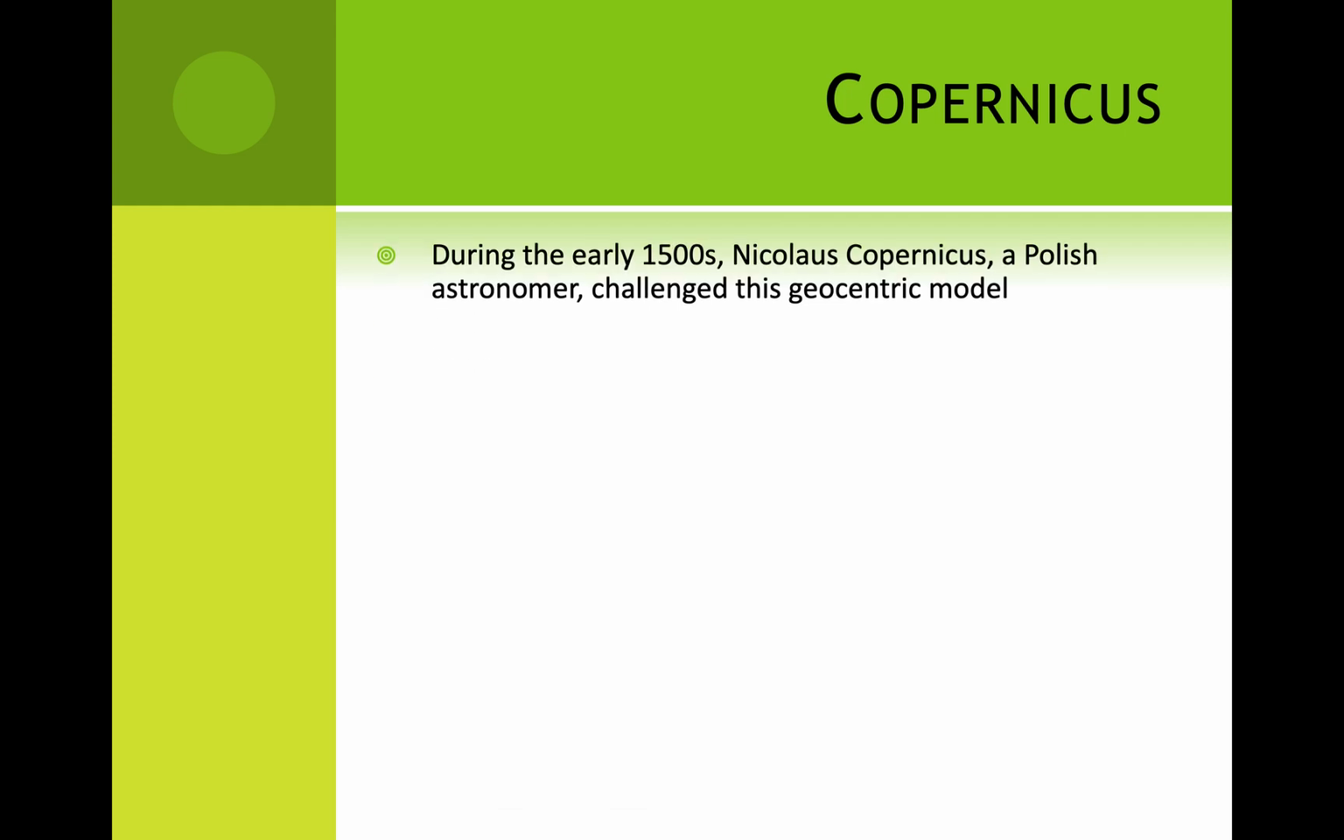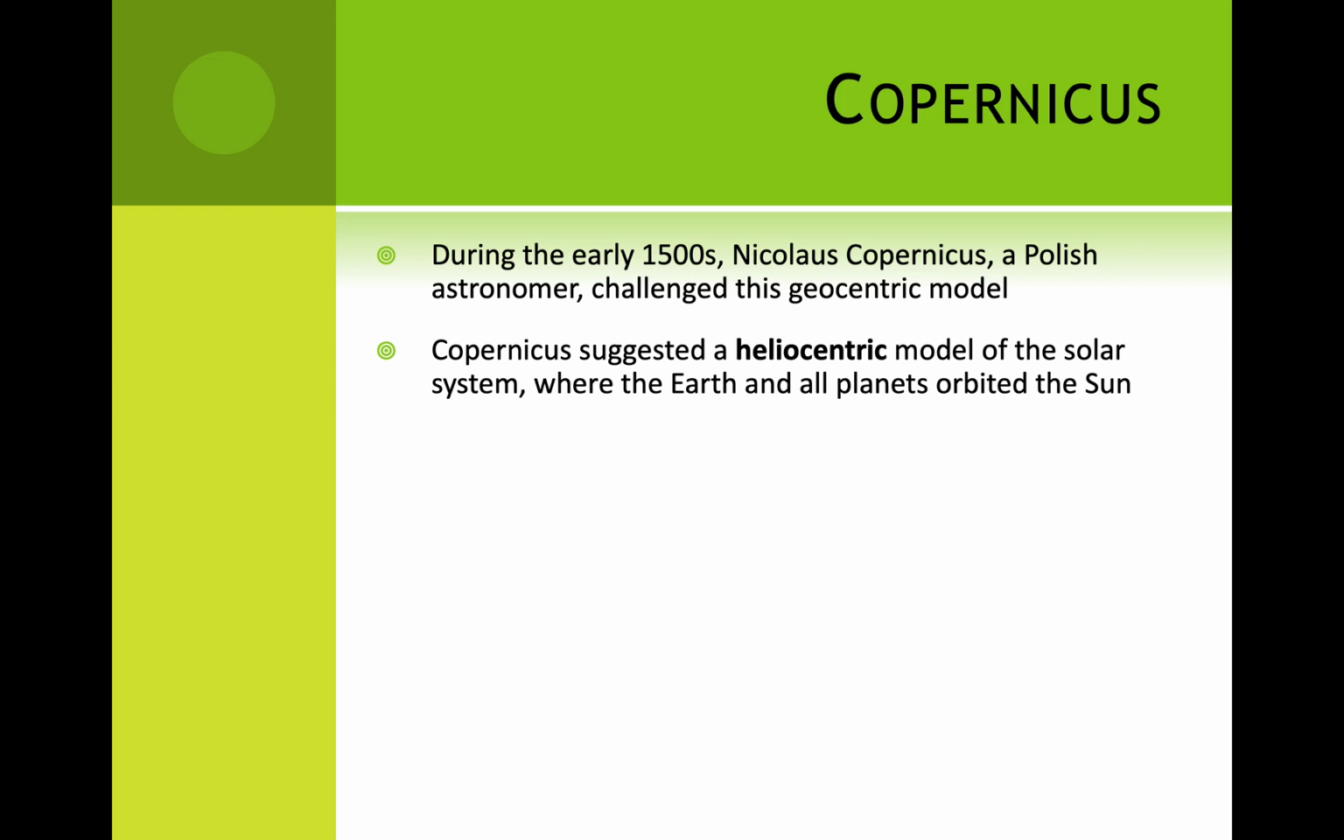It was not until the 1500s that Nicholas Copernicus, who was a Polish astronomer, questioned this geocentric model. He wasn't the first one to question it, but he was the first one to really posit some good mathematics behind an alternative model. Because up until Copernicus, all the alternative models were more convoluted and more complicated than the geocentric model itself. Copernicus suggested a heliocentric model of our solar system.